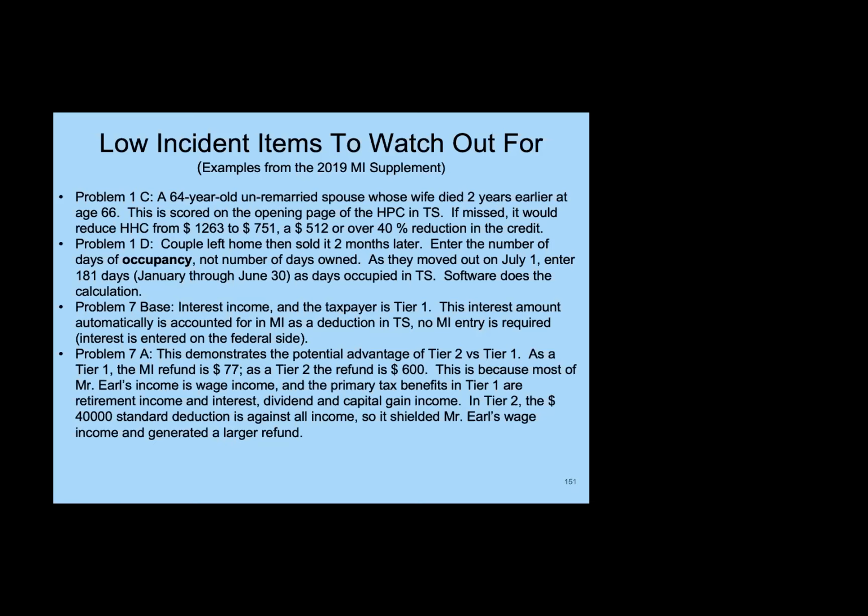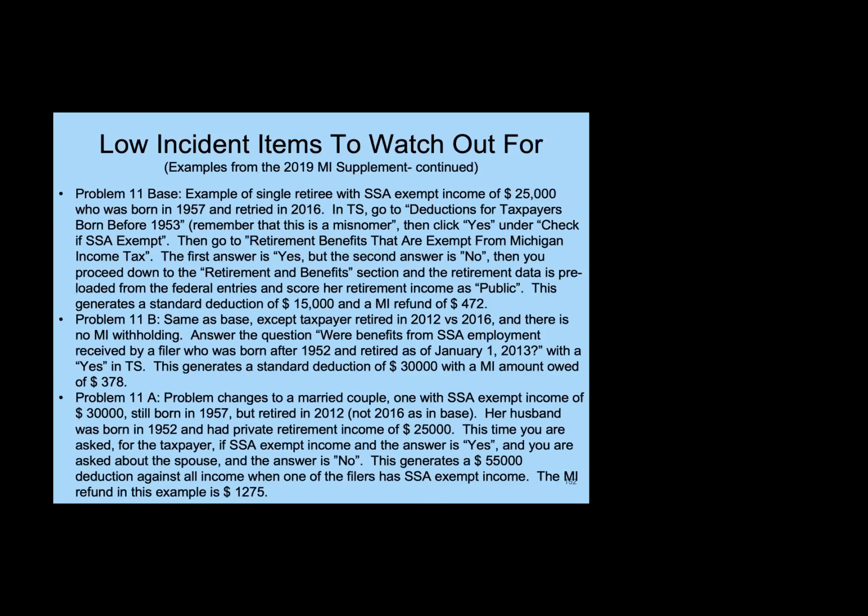On problem 1D, it's an interesting one. A couple were homeowners. They left the home on July 1, the problem says, and moved in with their son, but they didn't sell it until 2 months later. So in the homestead property tax credit, it's like, how many days do you put in there? Well, you put in the days they were in the house, not the days they owned it. It's the days they occupied the house, and that will generate the right answer.